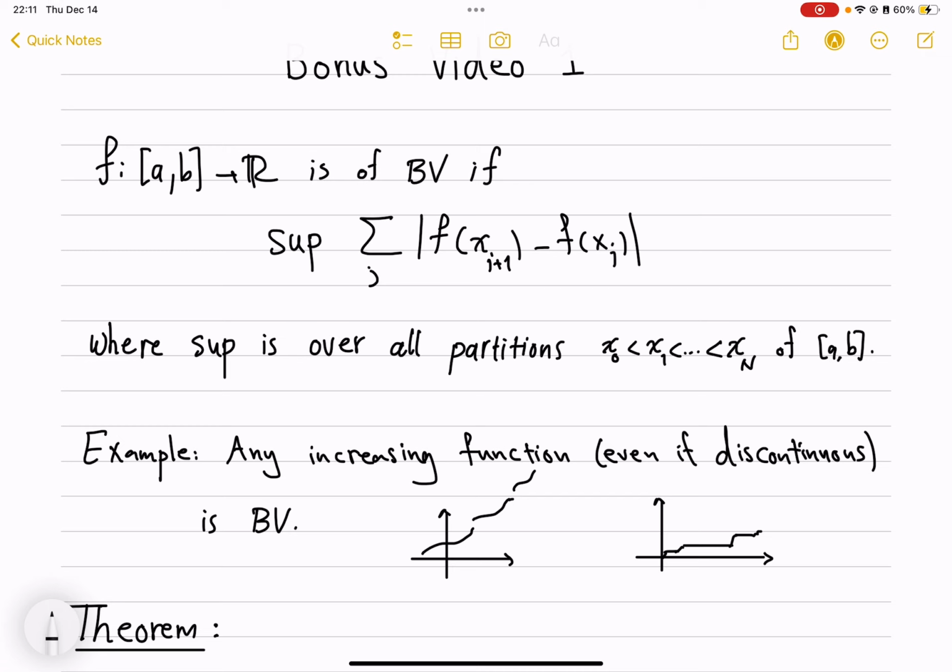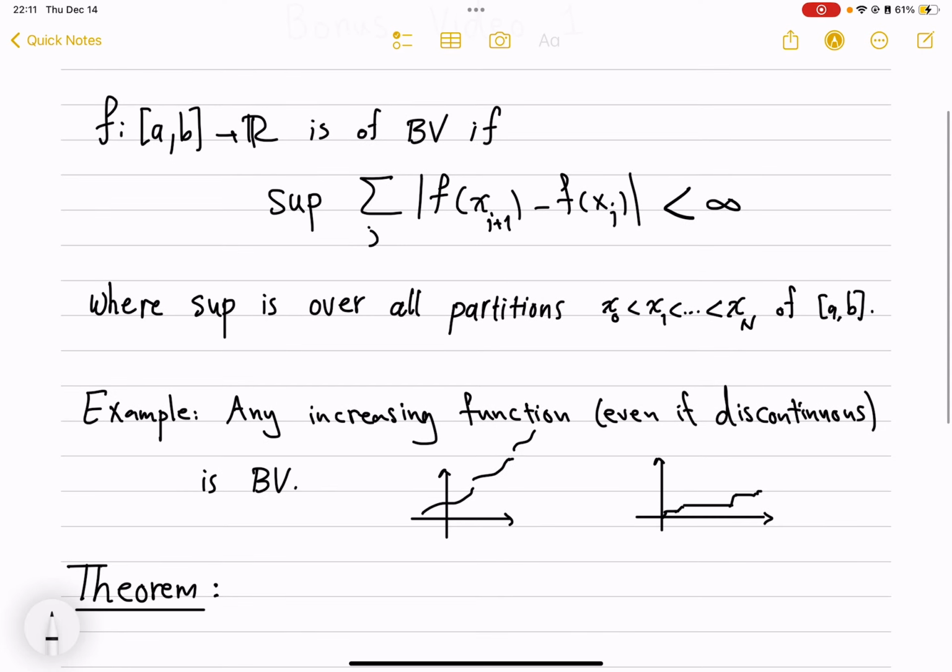So a function defined in a compact interval in R is called BV if the total variation is finite. That is, if you look at this summation of oscillations of f over all possible finite partitions of AB, and still we get a finite value, then the function is a BV. The easiest examples are increasing functions.